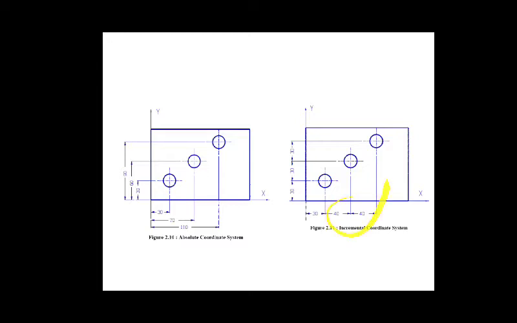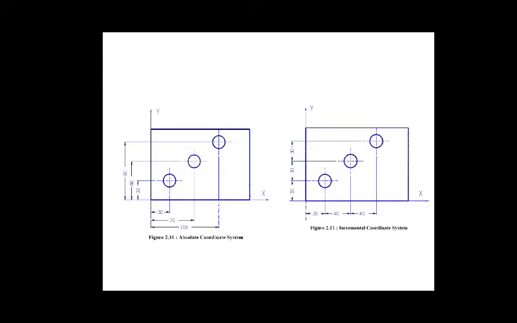Now in incremental coordinate system, this type of control system always uses as a reference the preceding point in a sequence of points. Here, let us see, if we want to define the first point, we can define it as 30, 30. Now if we want to define the second point, at that time we are supposed to define it as 40, 30, not 70, 60. And for the third point, we can define this third hole as 40, 30.